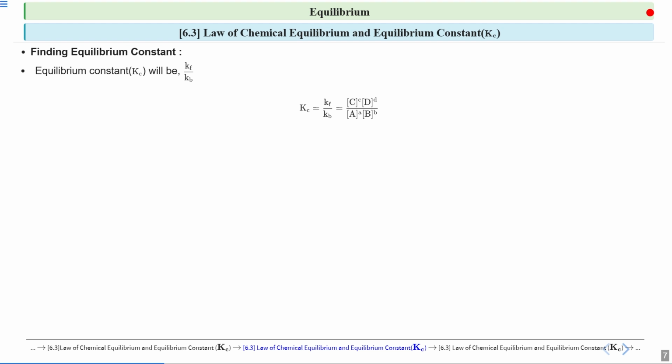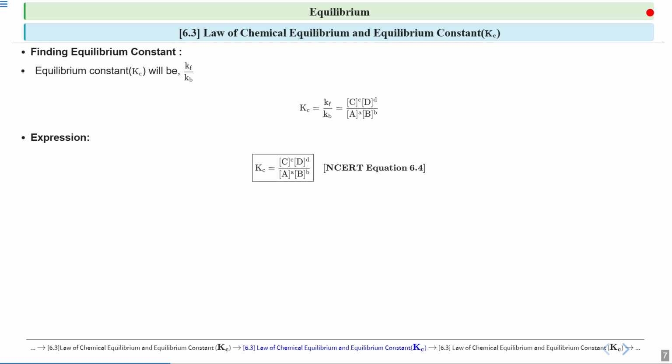Further, what we do, we take this Kf by Kb as Kc. Now we call this Kc. Here remember we are taking the capital K and the Kf and Kb are having the small k. So here the Kc is called the equilibrium constant, and the expression that we finally got is Kc equals concentration of product by concentration of reactant, where each concentration term is raised to the stoichiometric coefficient.